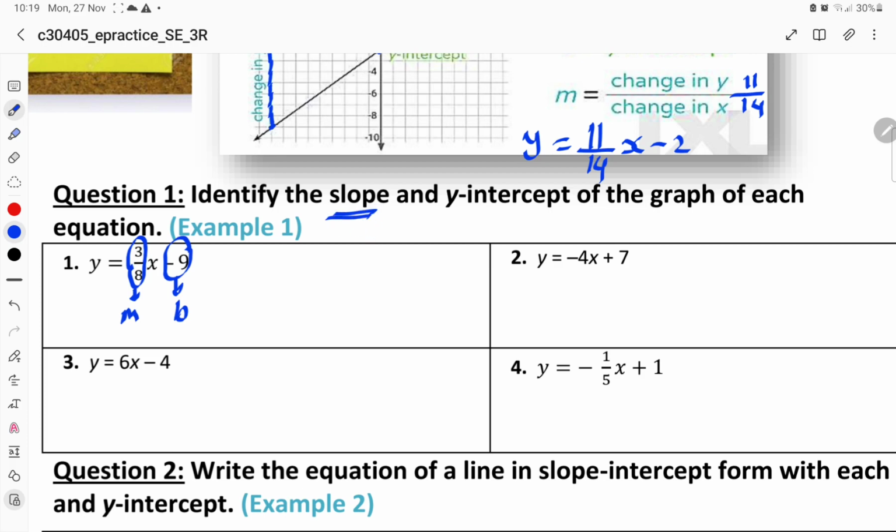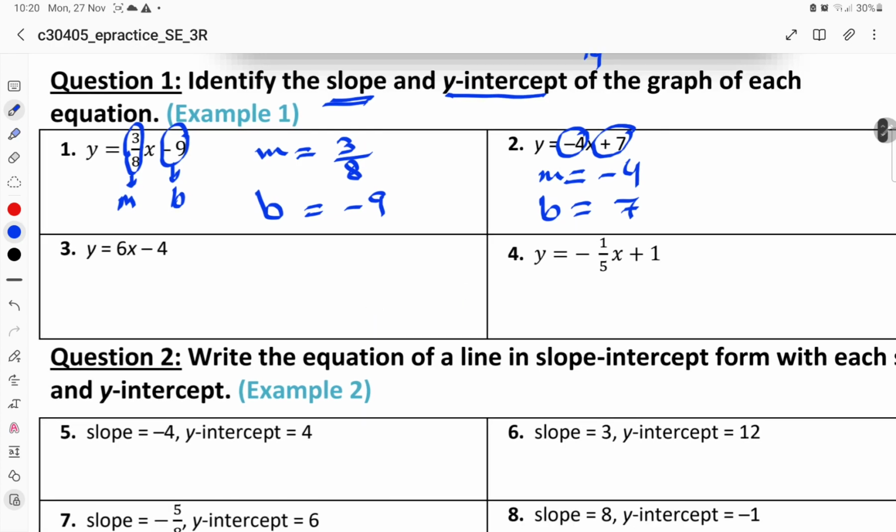So the slope is 3 over 8. M equals 3 over 8. Y-intercept, which is b, equals -9. Again, here, where is the coefficient of x? -4. So the m, which is the slope, is -4. What about the y-intercept? The constant here is 7. So b, which is the y-intercept, is 7. Think of 3 and 4 and let me know if you need any help.